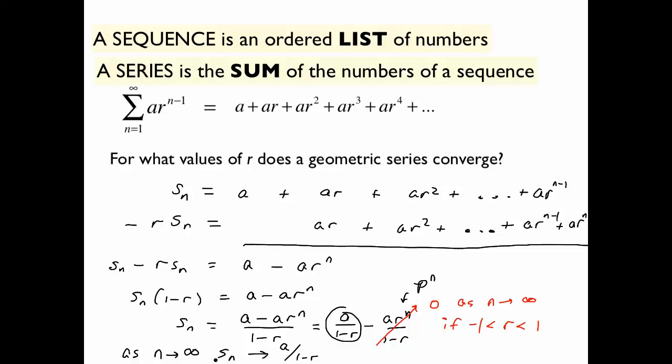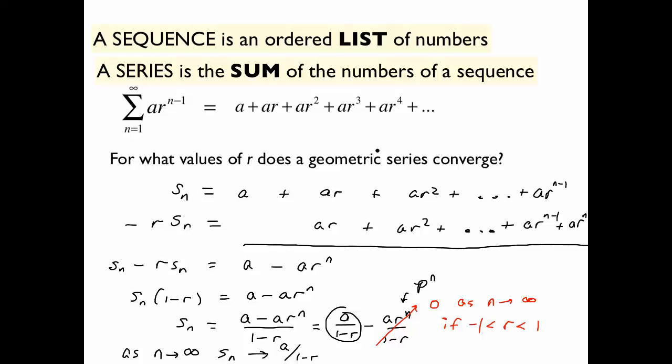So for what values of R does the geometric series converge? It's kind of what we thought, maybe, because we said that the sequence converges for R between negative 1 and 1, and that ends up also being how the series converges. As long as R is between negative 1 and 1, it converges. And what does it converge to? It converges to A over 1 minus R.